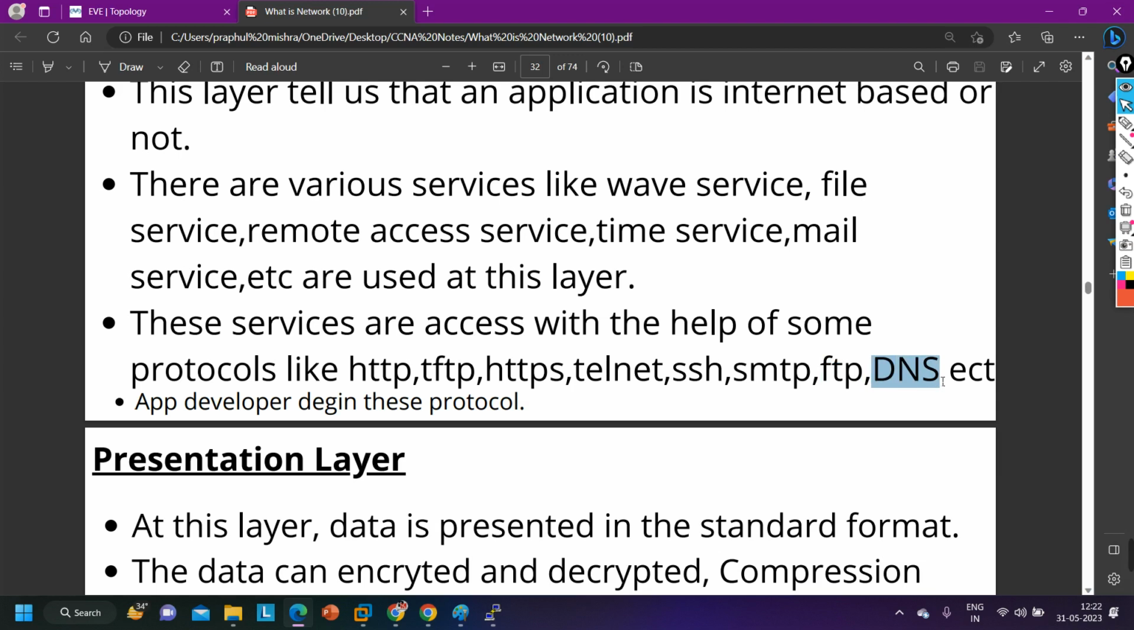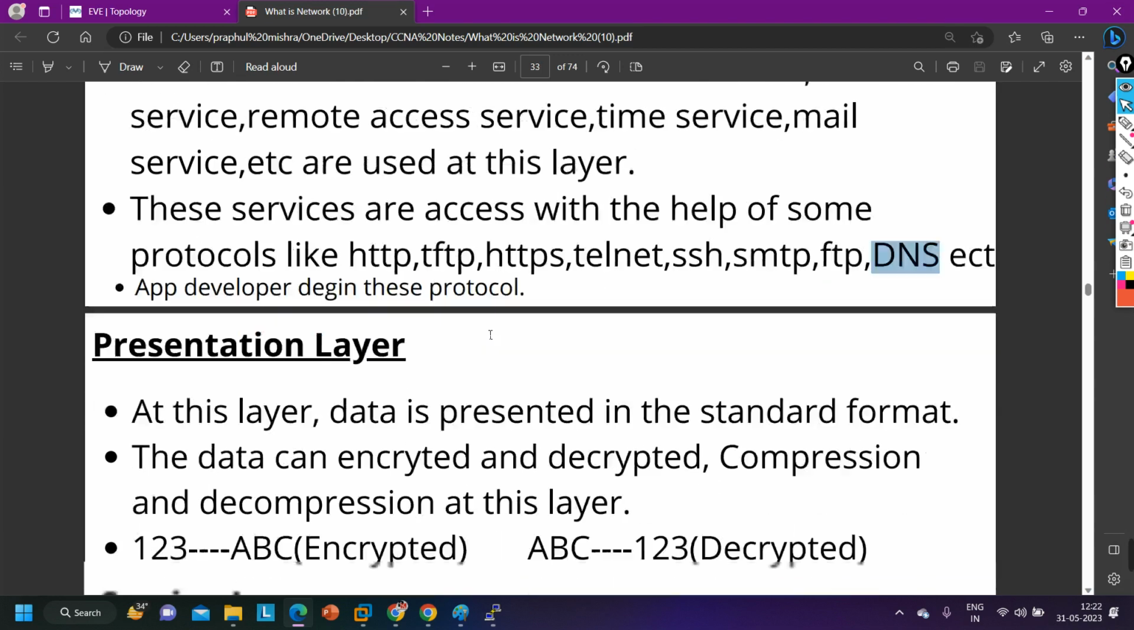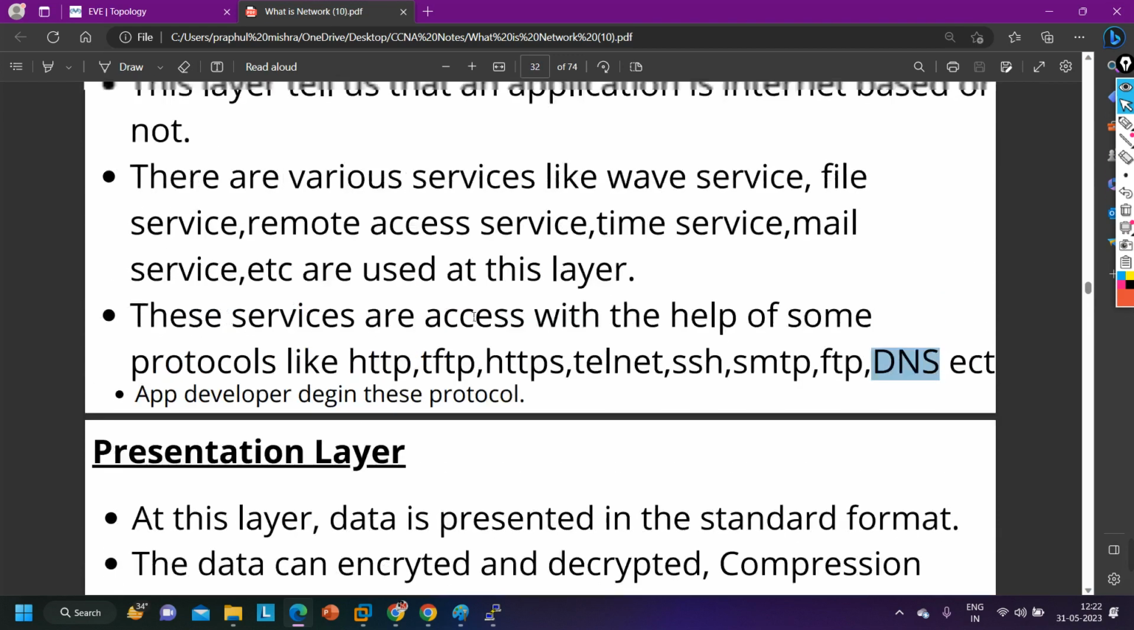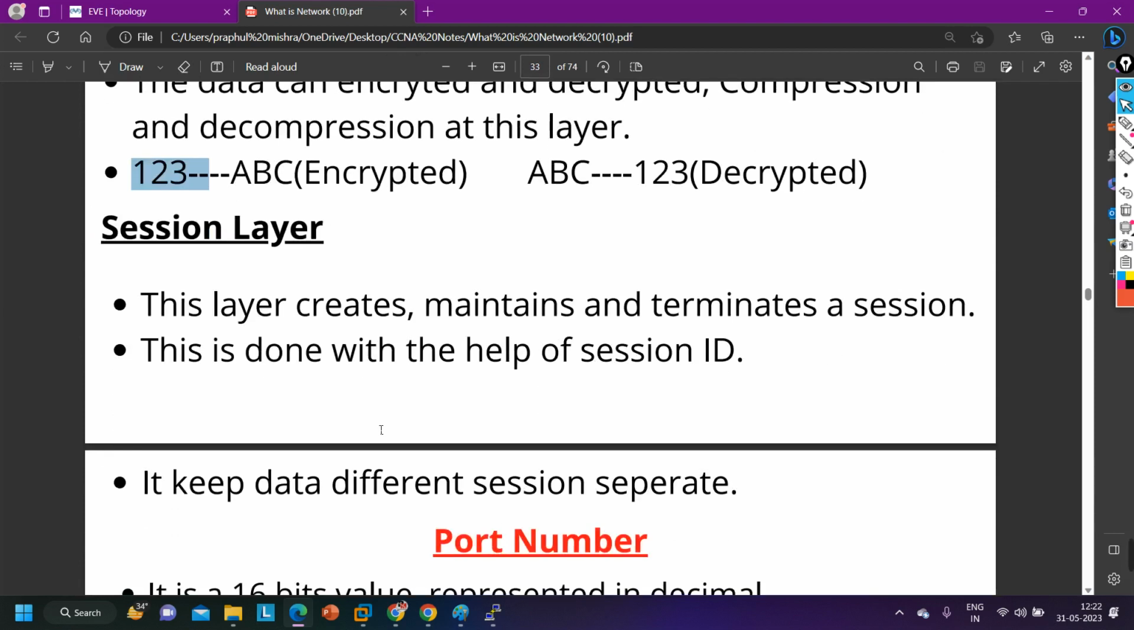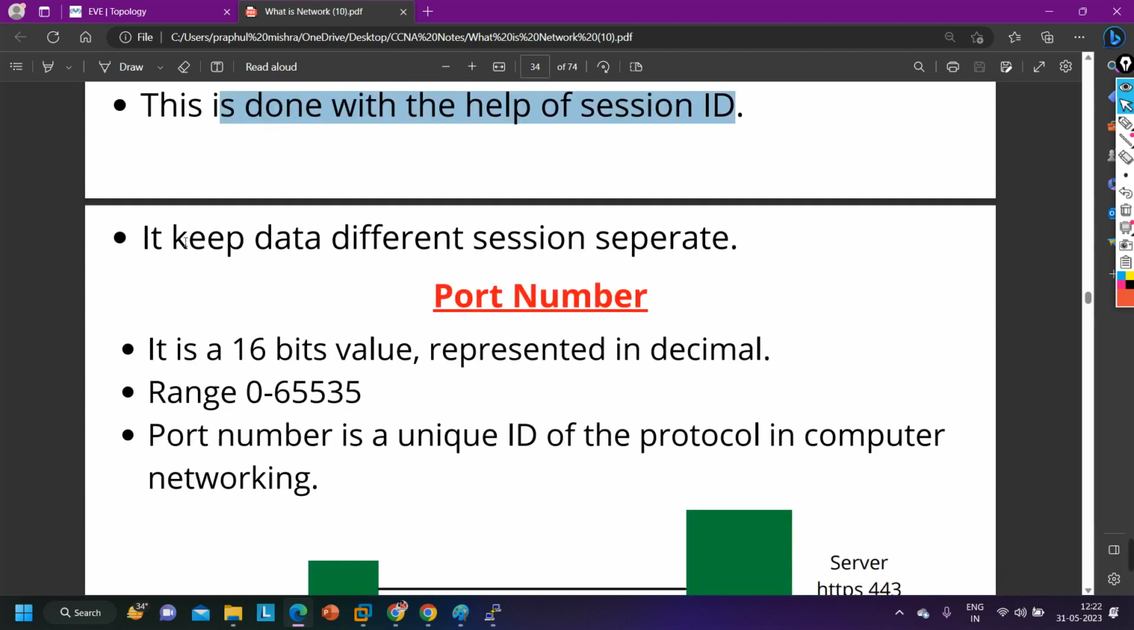After that, DNS. DNS is used to resolve the domain name from IP address, and IP address from domain name, vice versa. Okay, this is all about the application layer. Here, presentation layer. We had discussed this, that data can be encrypted in this. Then session layer. Session layer creates, maintains and terminates the session. This is done with the help of session ID.